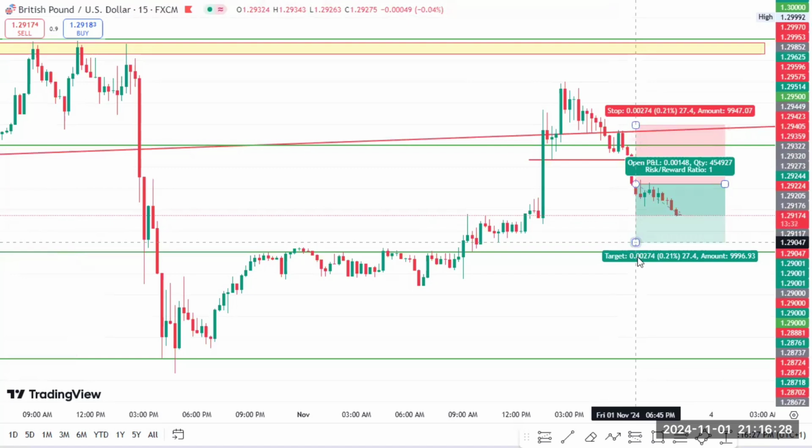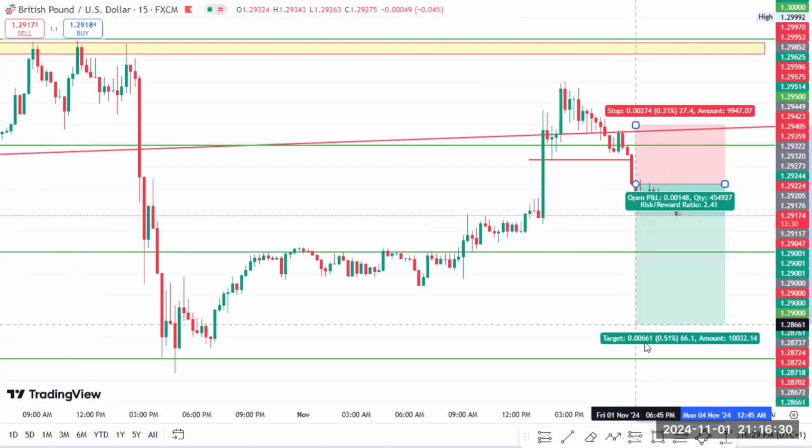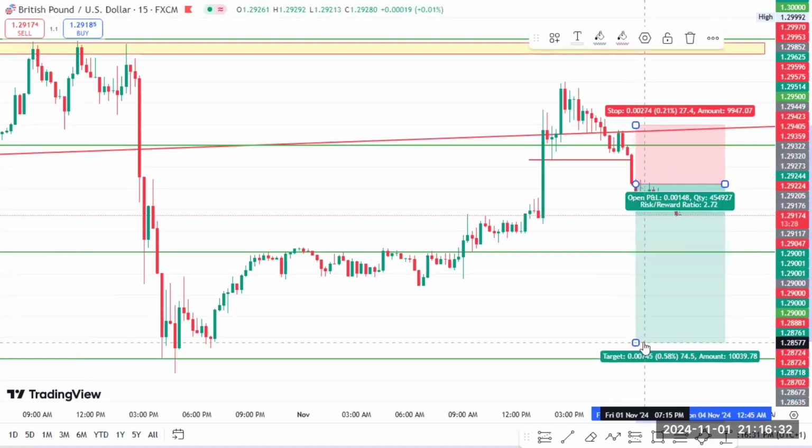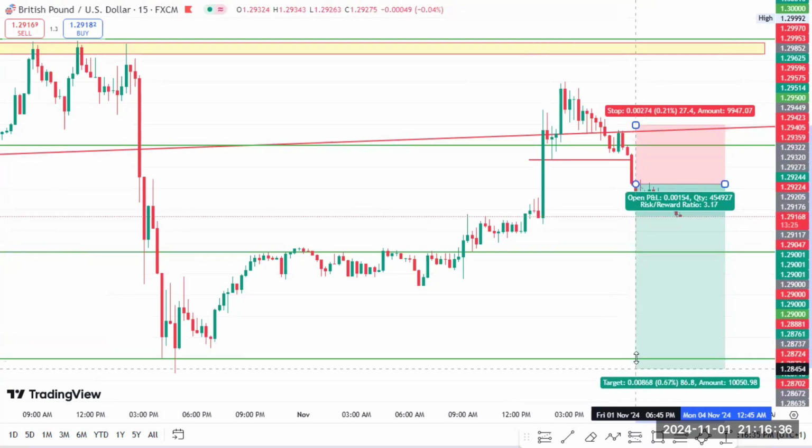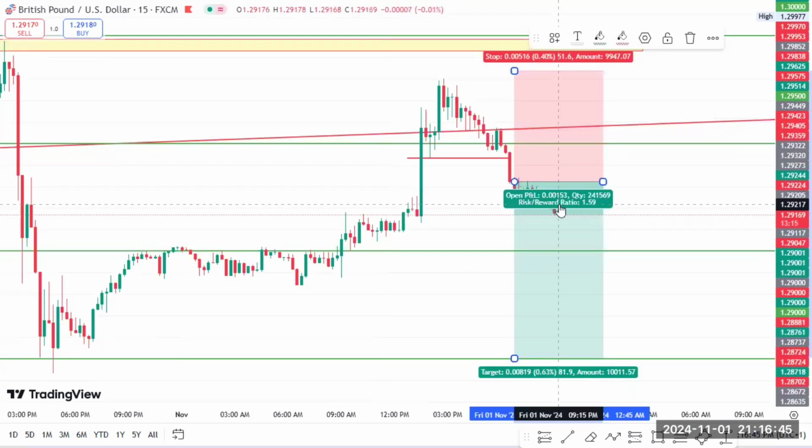And I'm expecting the price to reach over here, and that may be next week. Okay, that may be next week. So this is exactly how the trend line break and retest happens.